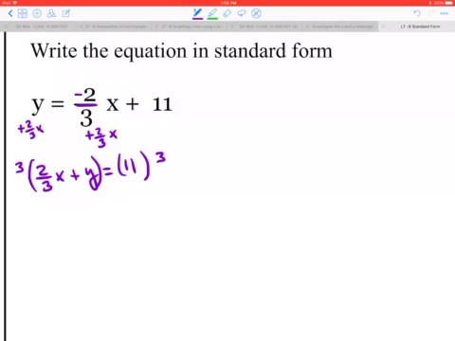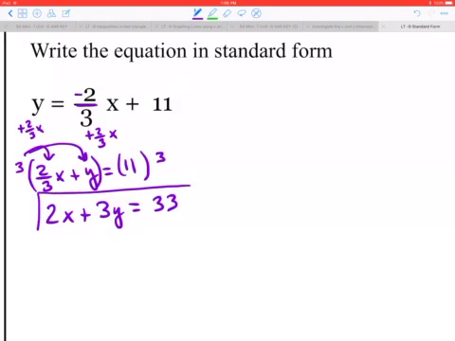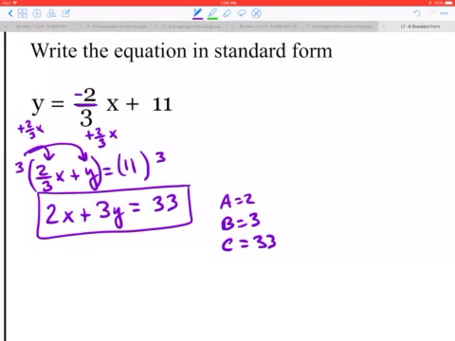There are no other fractions other than that one. I'm going to distribute that 3 in so it's legal. And 2/3 of 3 is 2. So I get 2x plus 3y equals 33. I've got a, b, and c are integers. I've got a is positive, so this is my equation in standard form, where a is 2, b is 3, and c is 33.